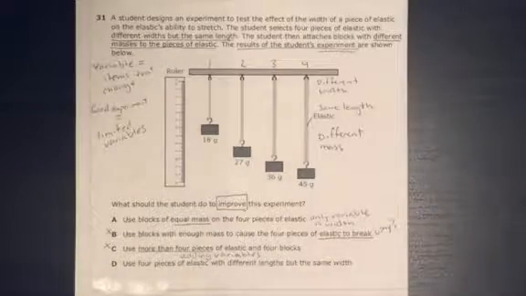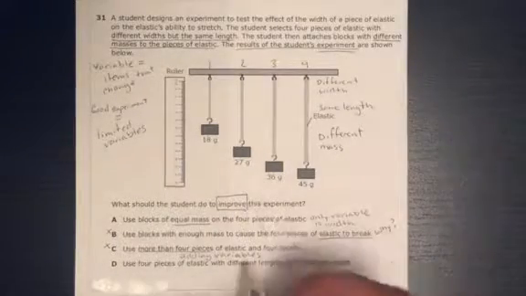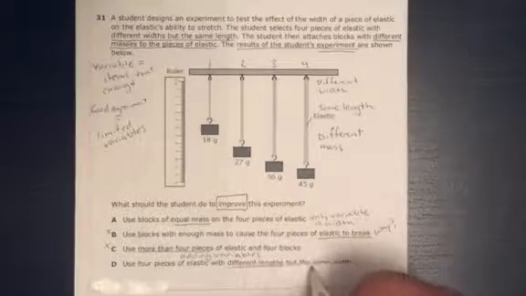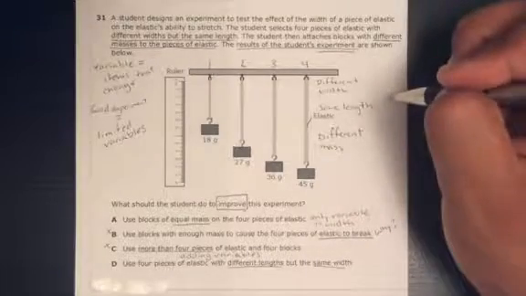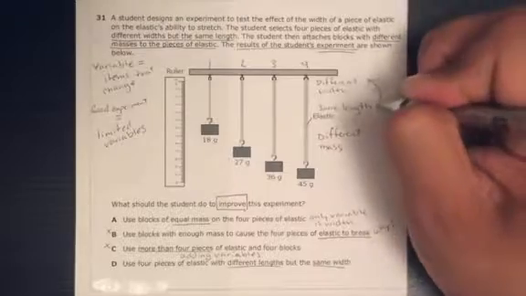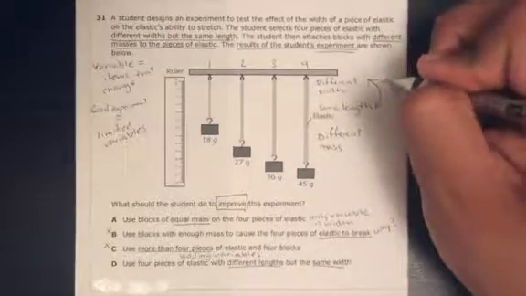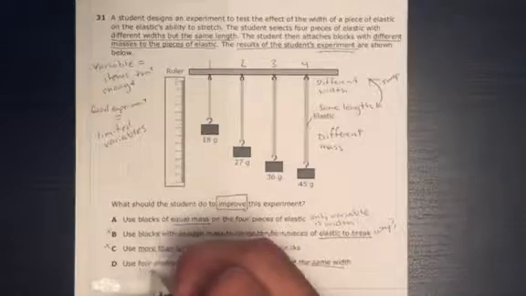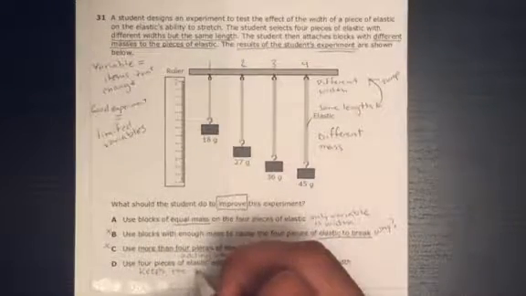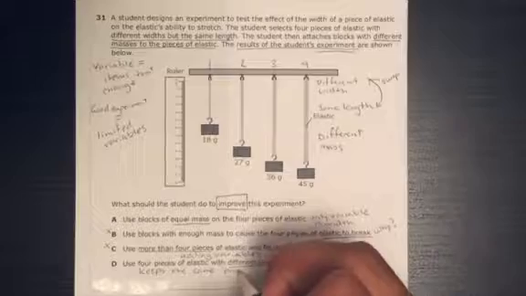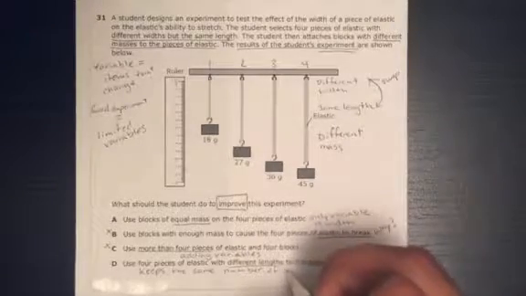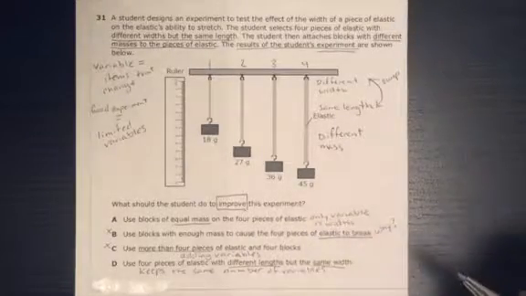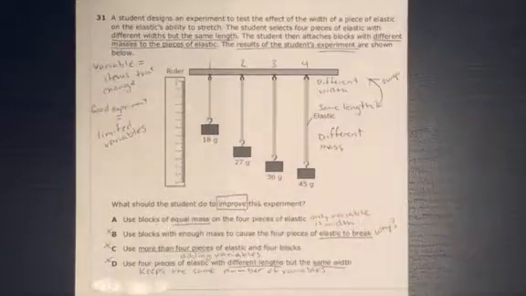Letter D states use 4 pieces of elastic with different lengths but the same width. Here we've changed the variables, but in actuality, we've just swapped them. This keeps the original number of variables from the very beginning of this investigation. Again, we want to limit our variables. We're left with the answer of A that contains only one variable.